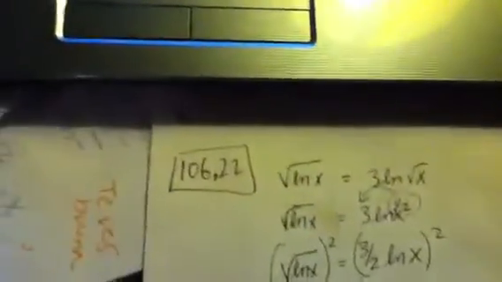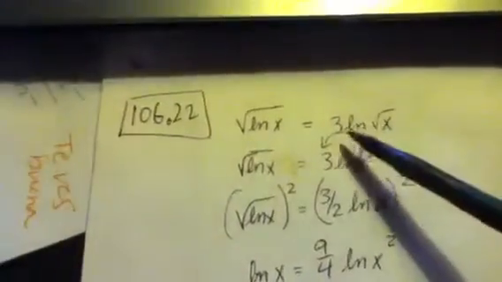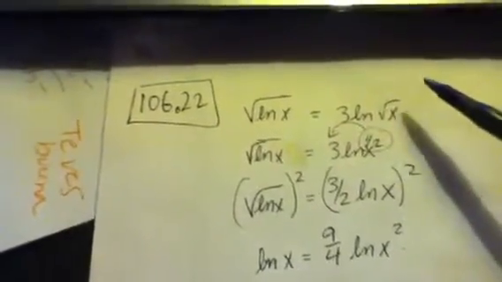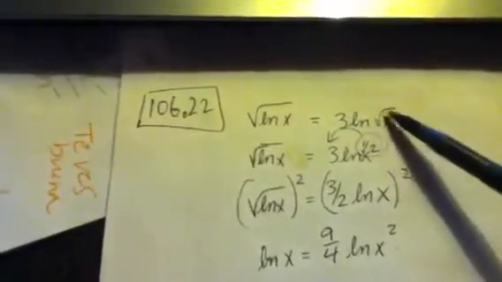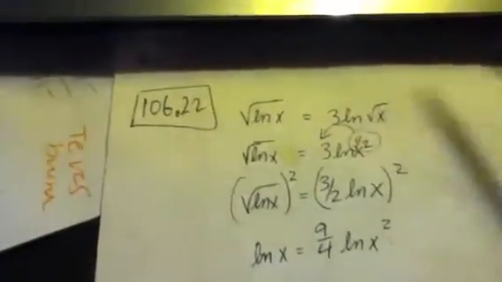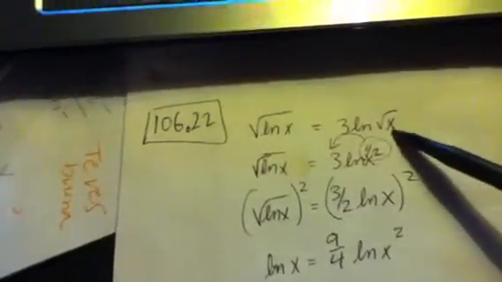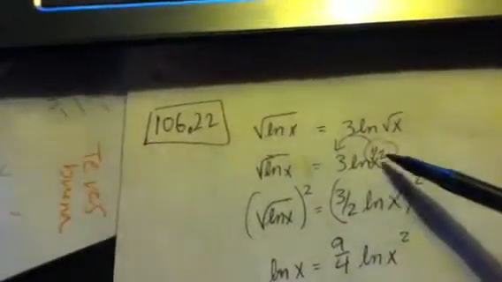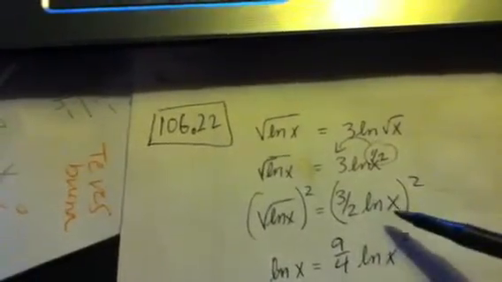Here's lesson 106, number 22. This one was tricky. It has root ln x equals 3 ln root x. So the first thing I thought I wanted to do, well, first I was thinking of squaring both sides, but then I realized I'd have that root would be a problem. So then I raised it to, having a square root is the same as something raised to the half. And then I brought that out front, and then I got 3/2 ln x.